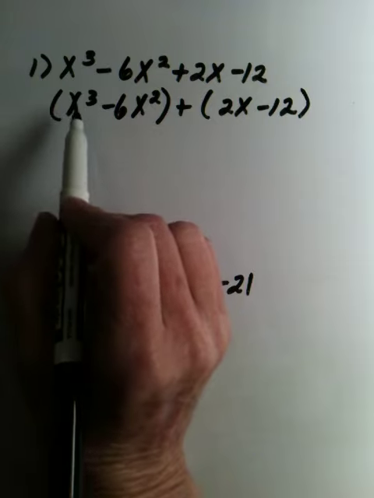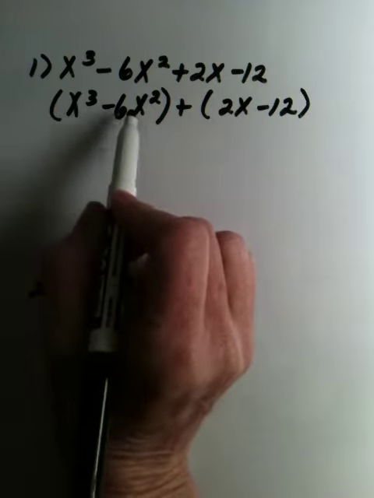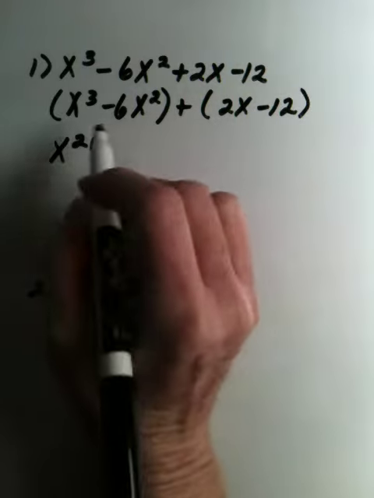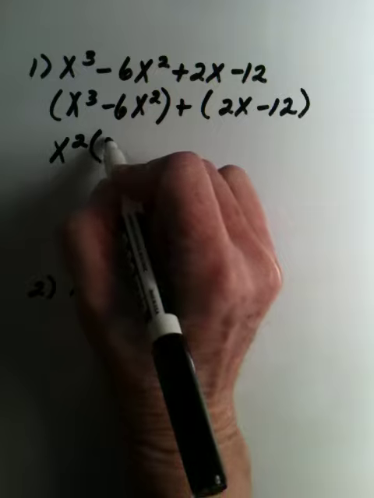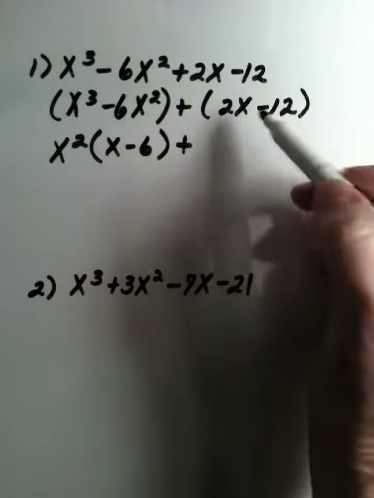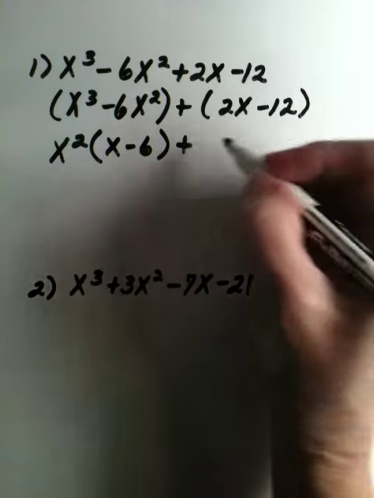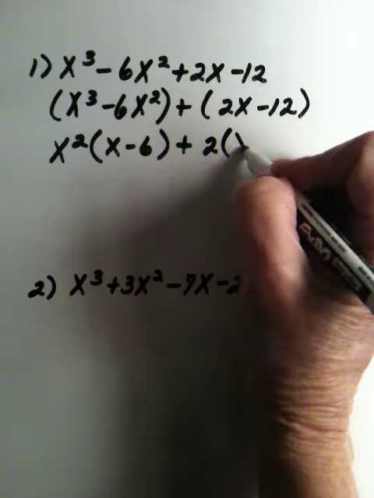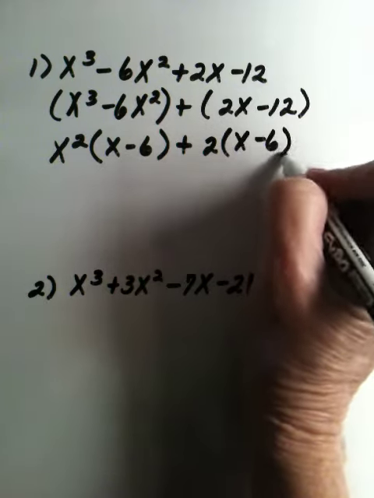The greatest common factor for x cubed and 6x squared is x squared. Remember, we take the lowest exponent. We divide both of these by x squared, we get x minus 6. The second group, the GCF is 2, so we're going to factor out a 2. Divide both of them by 2, we have x minus 6.